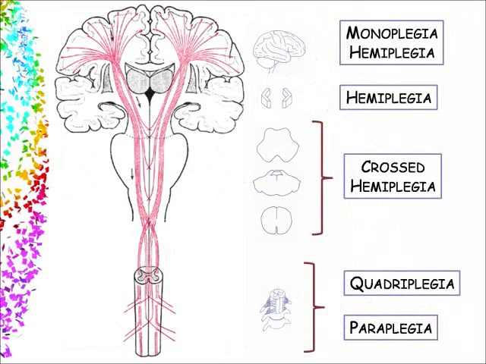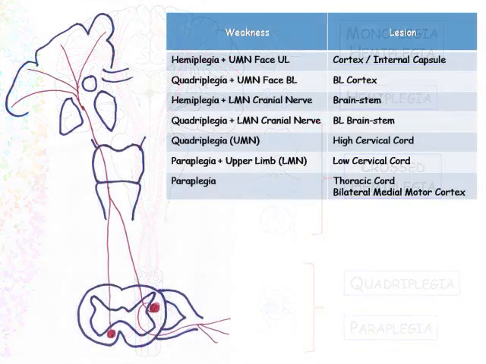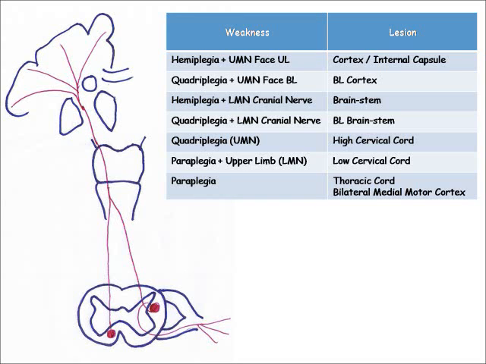Concluding the localization of motor lesions, one can say that spinal cord lesions produce quadriplegia and paraplegia, brainstem lesions cause crossed hemiplegia, internal capsule lesions will cause hemiplegia, and a cortical lesion can lead to monoplegia, hemiplegia, or even paraplegia. The chart given in this page summarizes the discussion so far.